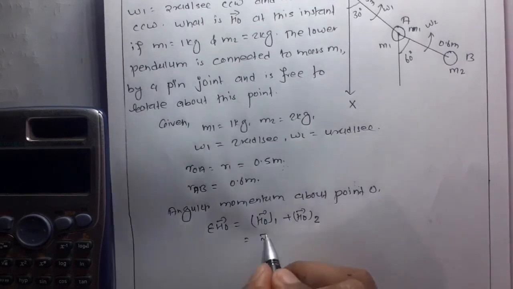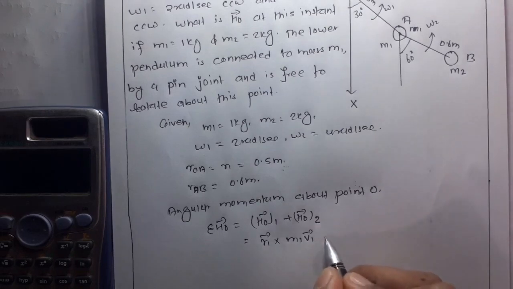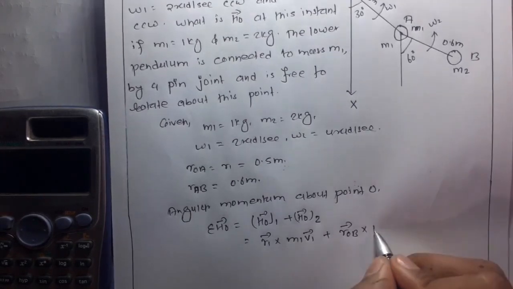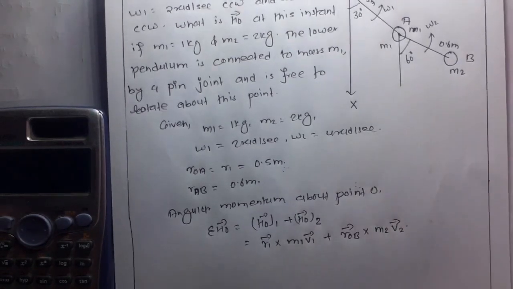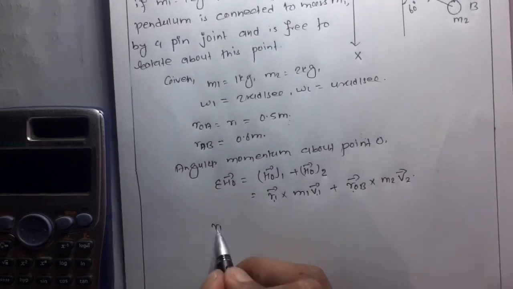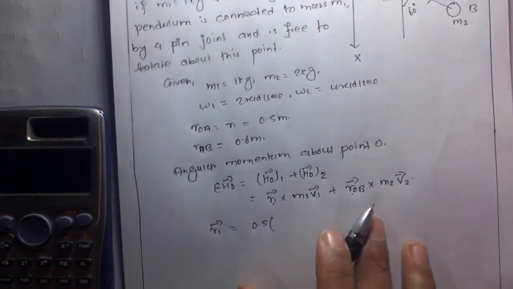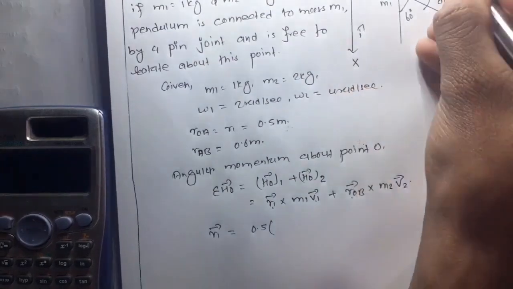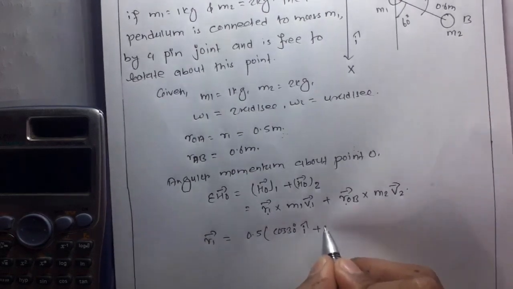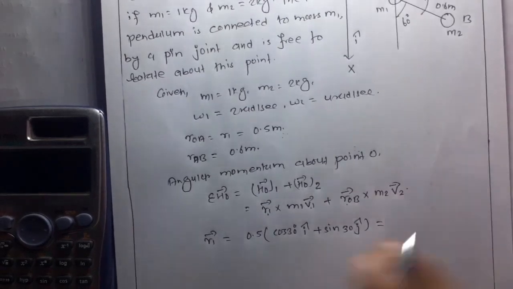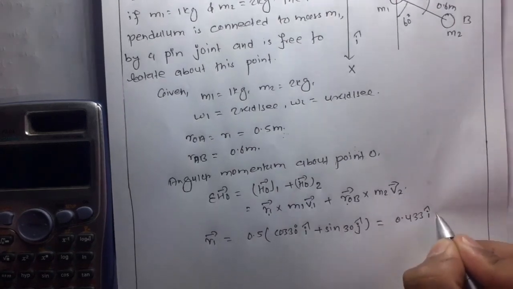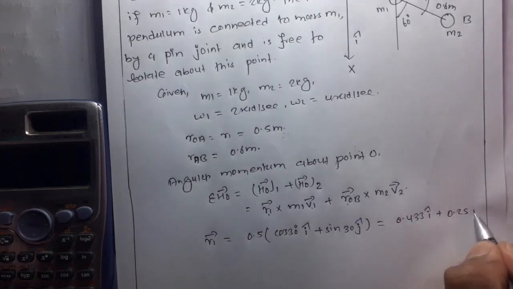Here H naught 1 is R1 cross m1 v1, plus this is ROB cross m2 v2. Now we have to find R1, v1 and ROB and v2. For that, R1 is equal to 0.5, so this is the i direction and this is the j direction. So 0.5 cos 30 i plus sin 30 j. So this is 0.5 cos 30, which is 0.433 i plus 0.25 j.